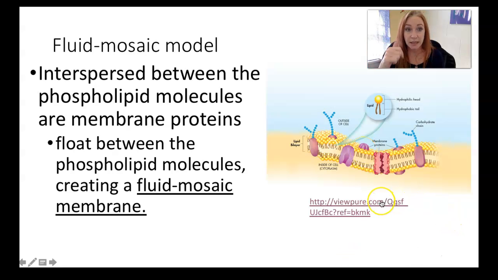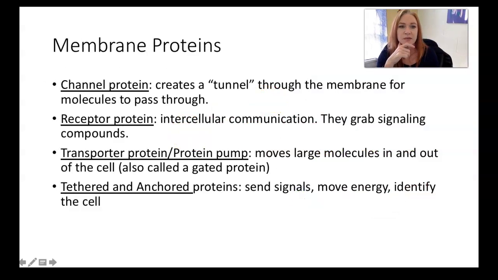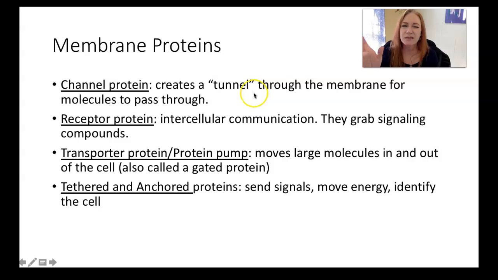This video I will link underneath this one, and it's really, really good. Watch that video. Okay? Okay. Let's talk about those proteins really quickly. There are four simple-ish kinds of proteins in a membrane.